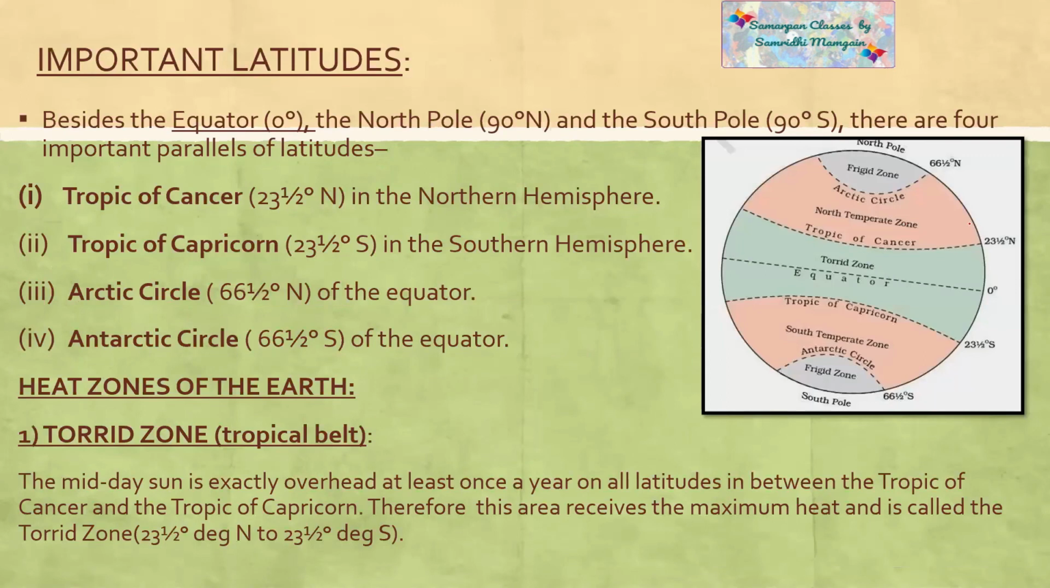The subtropical area is between 23.5 degrees and 40 degrees north. So this area, immediately above the tropics, till 40 degrees north and till 40 degrees south, is also called subtropical.